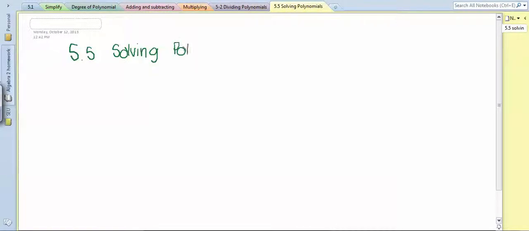And in 5.4, we were able to do that when we graphed them. We could see where the zeros were. We just looked for where it crossed the x-axis. Now for 5.5, we still want to solve them. Now we're using factoring.